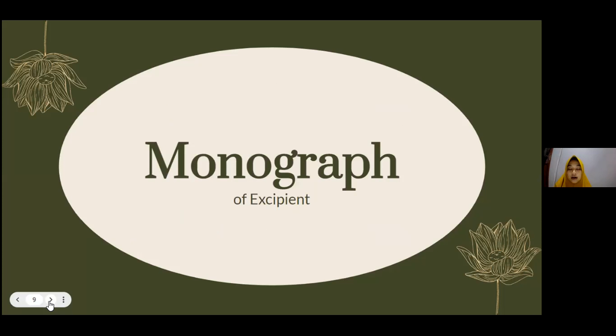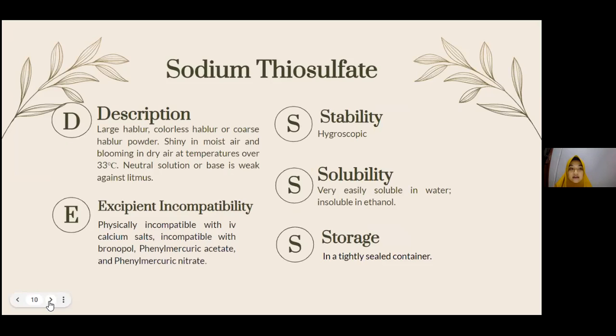The next is monograph of excipients. The first one is sodium thiosulfate. The description is large colorless crystals, or coarse crystalline powder, shiny in moist air and blooming in dry air at temperature over 33 degrees Celsius. Neutral solution or weak base against litmus. The stability is hygroscopic, and the solubility is very easily soluble in water and insoluble in ethanol.